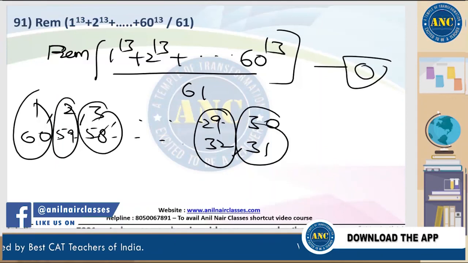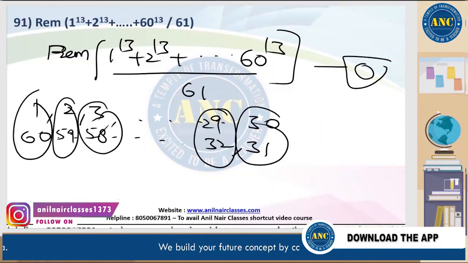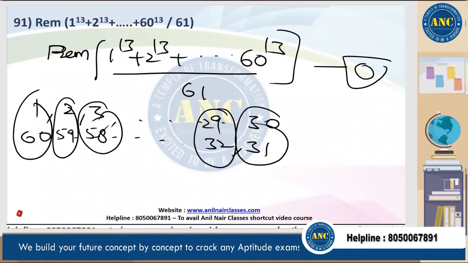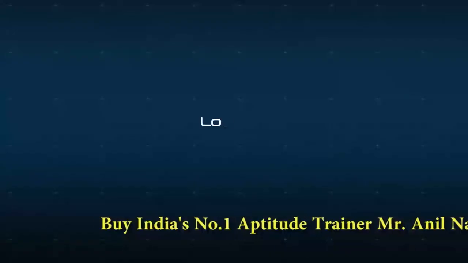So what will be the answer? 0. What will be the answer? 0. First and last, second and second last, third and third last and everything. All are divisible by 61. So answer 0. Idea clear, right?